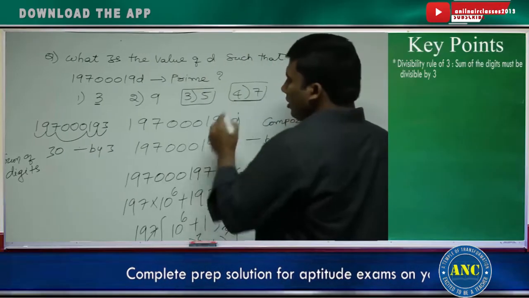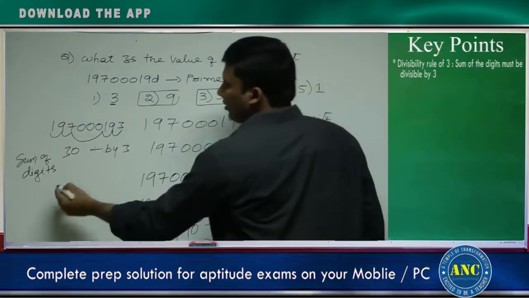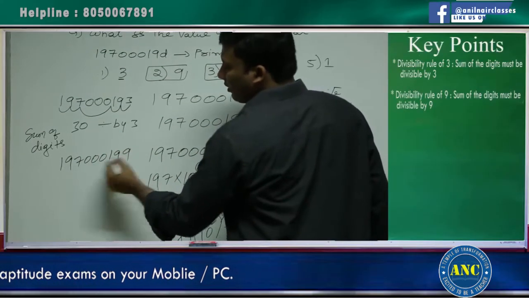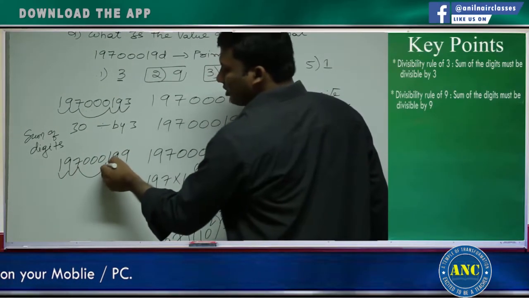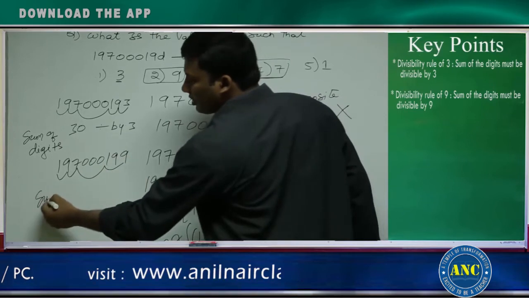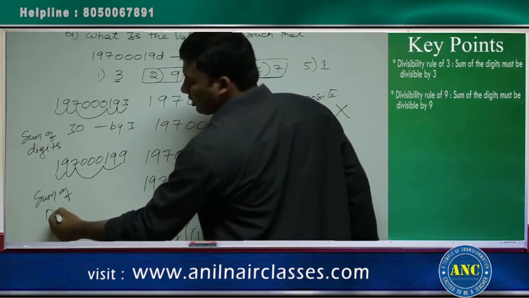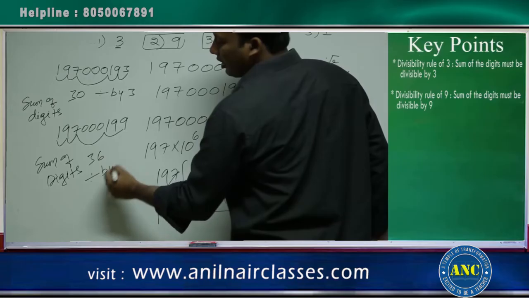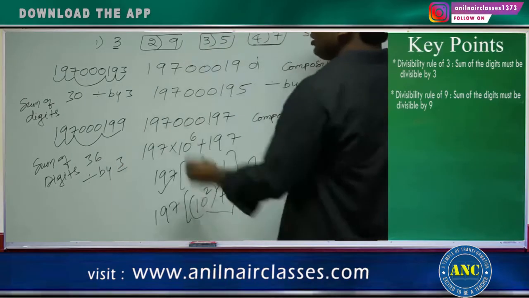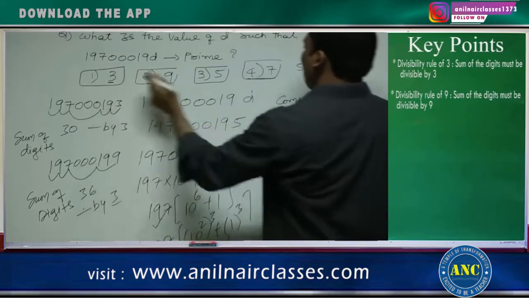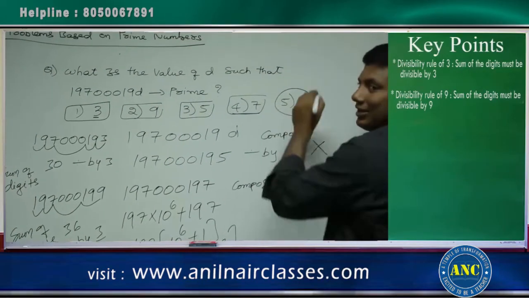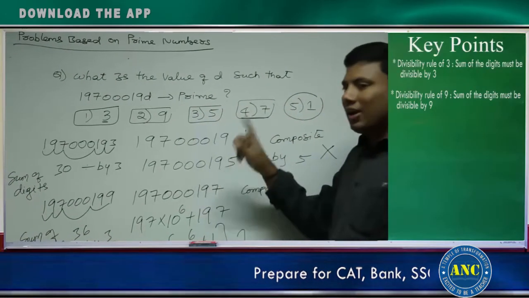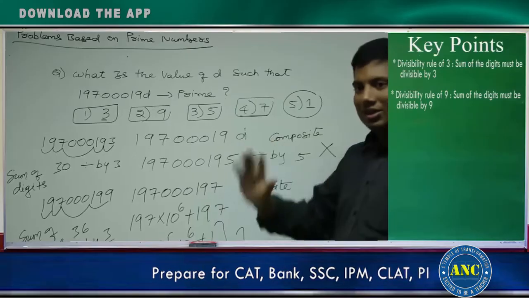Yes. Now, similarly, if I place 9, 197,000,199: 1 plus 9, 10, 17, 18, 18 plus 18, the sum of the digits is 36. The sum of the digits is 36. That means the number is divisible by 3 or 9. That means these are also ruled out. All these are over. What is the answer? 1. Now you don't need to worry. 197,000,191 is a prime number, which I already checked.